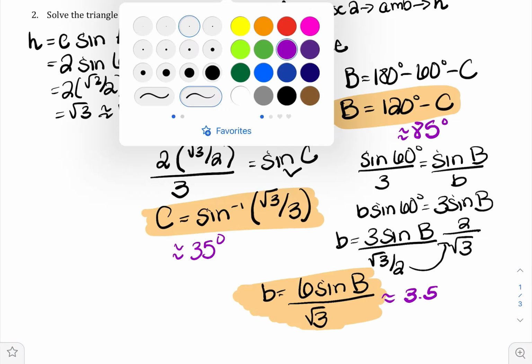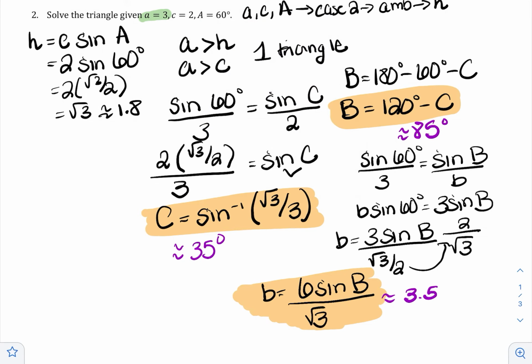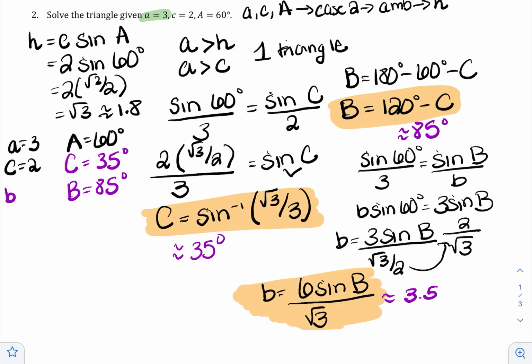So what I have is I'm given that little a is 3, little c is 2, big A is 60 degrees. And then what I found is that big C is approximately 35, big B is approximately 85, and little b is 3.5.